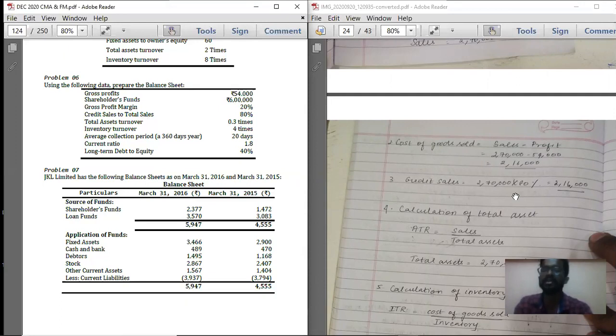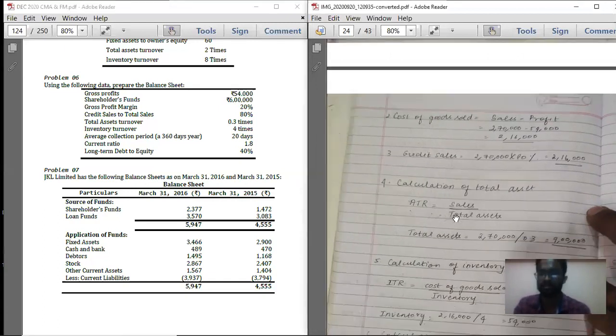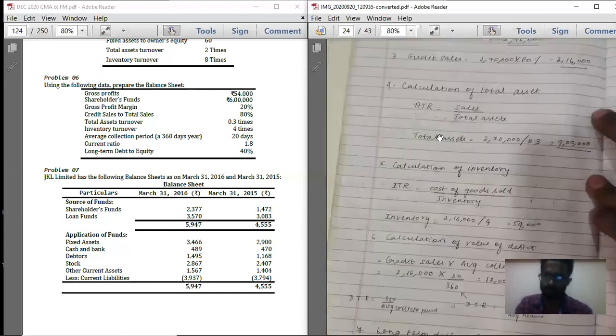is equal to 2,16,000. So cost of goods sold is also 2,16,000, and credit sales is also 2,16,000. But cost of goods sold is calculated by reducing the sales minus profit, whereas credit sales is calculated by 80% on total sales. And below that, they have given total assets turnover is 0.3 times. What is the formula for total assets turnover? Sales divided by total assets.